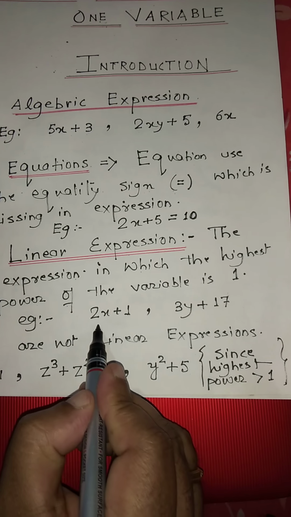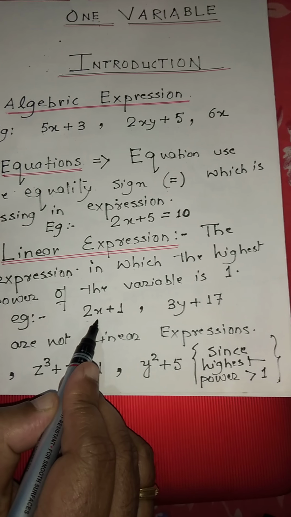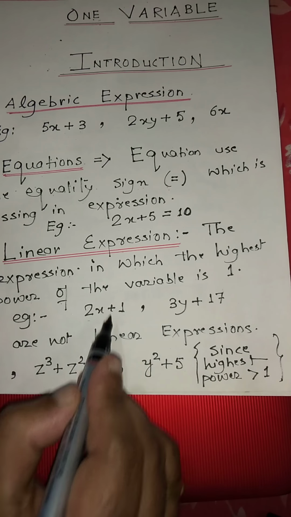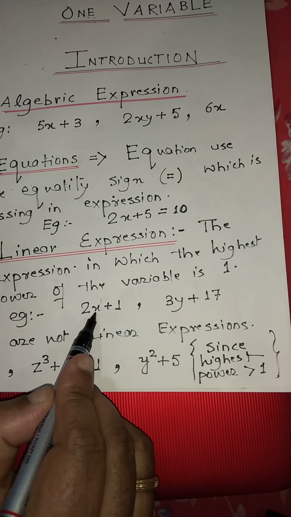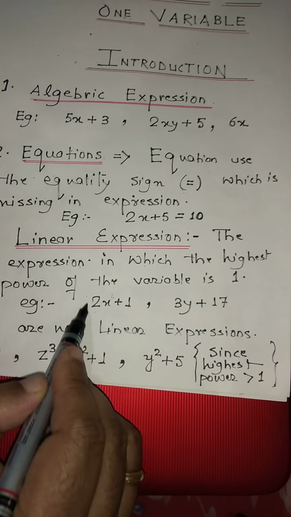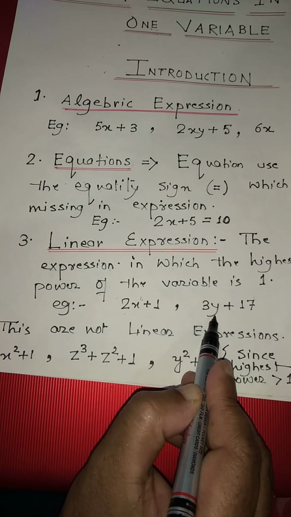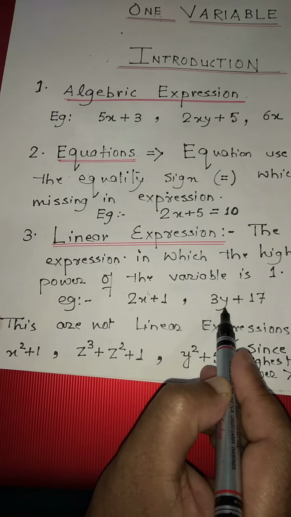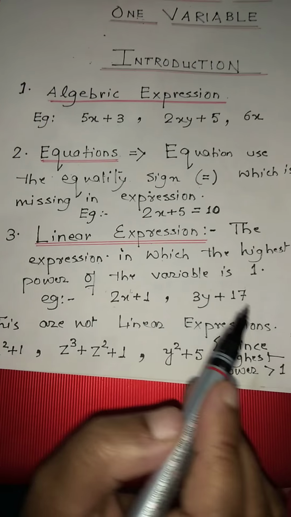So let's see, I've given one example: 2x plus 1. What is the variable I've used in this expression? It is x. And what is the highest power that it is carrying? Can you see any power? No. That means it is carrying 1. So this variable is carrying highest power as 1, and so it is defined as a linear expression. Another example, 3y plus 17. What is the variable I have used? y. Now what is the highest power of this y? Again 1. So this is also defined as a linear expression.